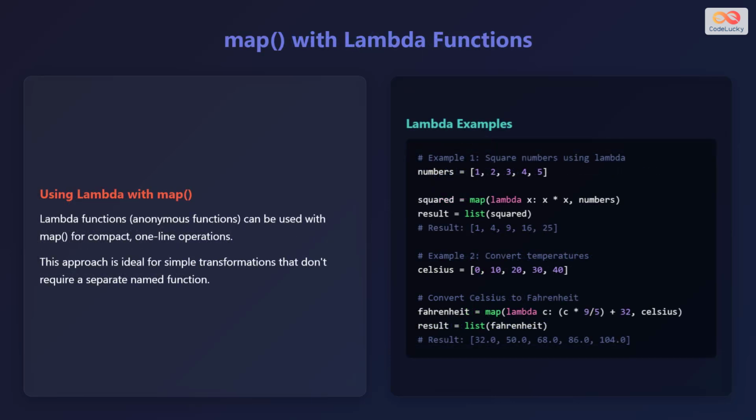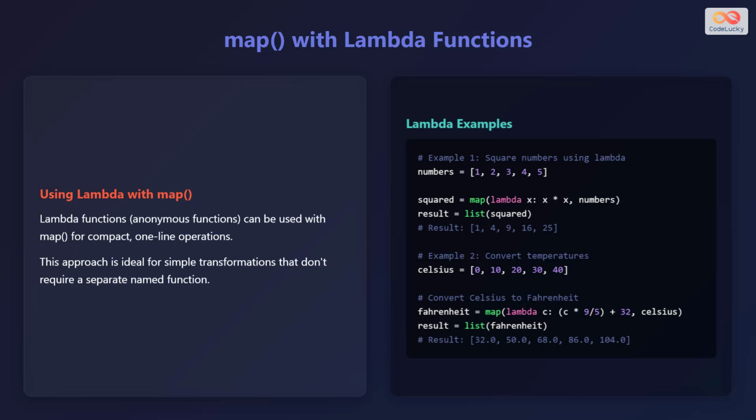Now let's see how we can use Lambda functions with map for more concise operations. Lambda functions, also known as anonymous functions, are small, one-line functions that can be very useful in functional programming. Using Lambda with map is ideal for simple transformations that don't need a separate named function. Here are a couple of examples.